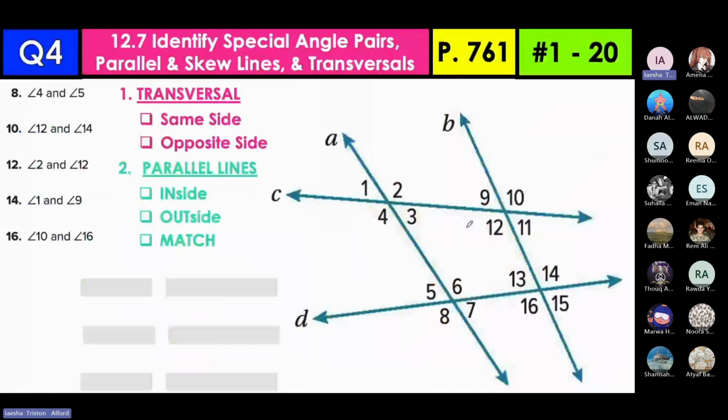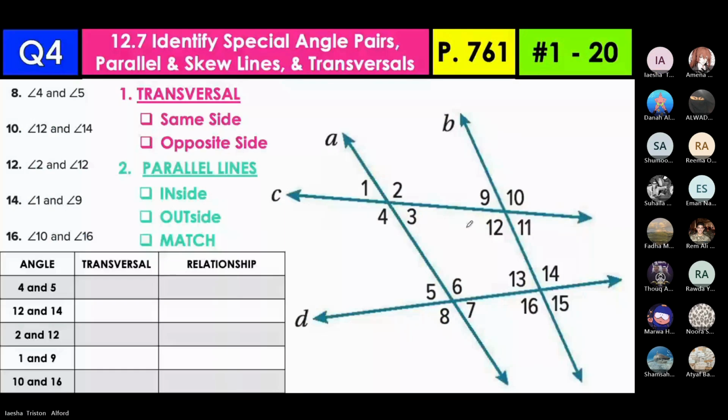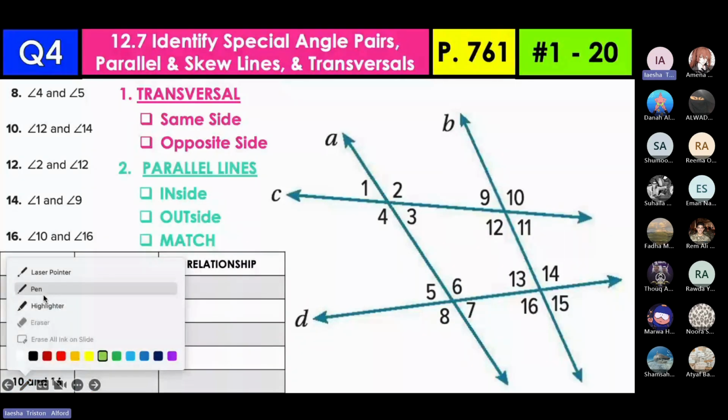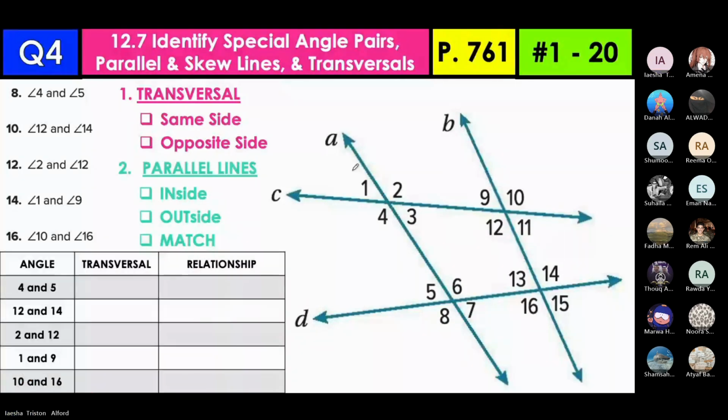So you have these questions here, and they want to know about each angle. So starting with 4 and 5. Here is 4. Here is 5. What can be your transversal there? What is touching both? Line what?